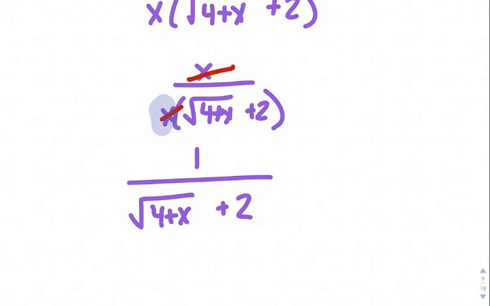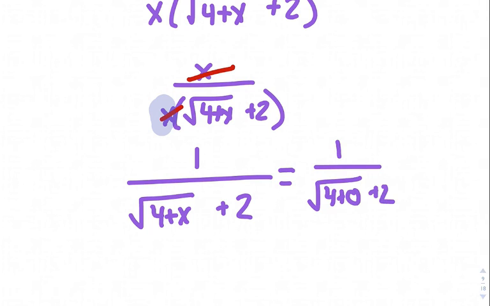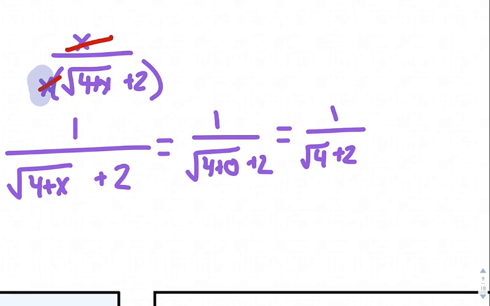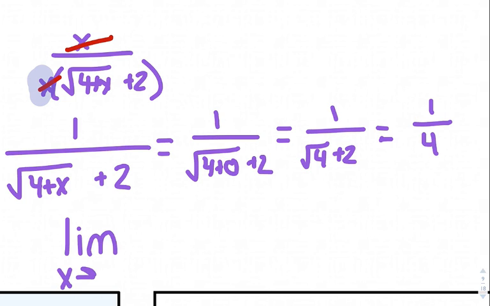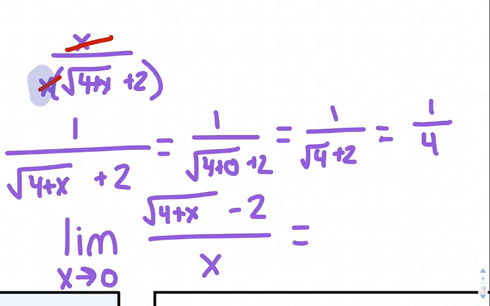But now that I'm at this point, I can plug in my x value, so I get 1 over radical 4 plus 0 plus 2. So I get 1 over radical 4 plus 2. Radical 4 is just 2. 2 plus 2 would give me 4. So my official answer would be the limit as x approaches 0 of radical 4 plus x minus 2 over x equals 1/4. So those are the only two ways I would test you on.